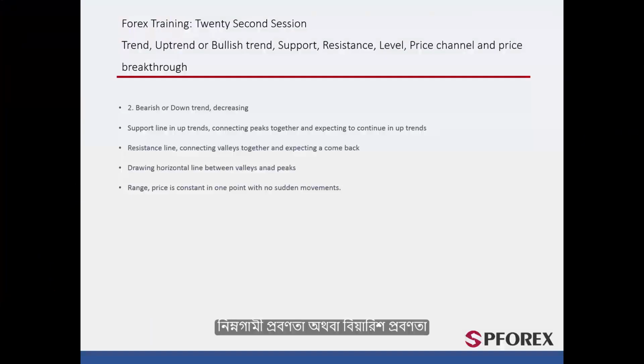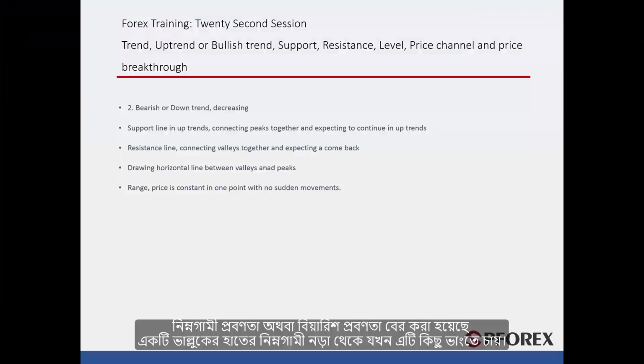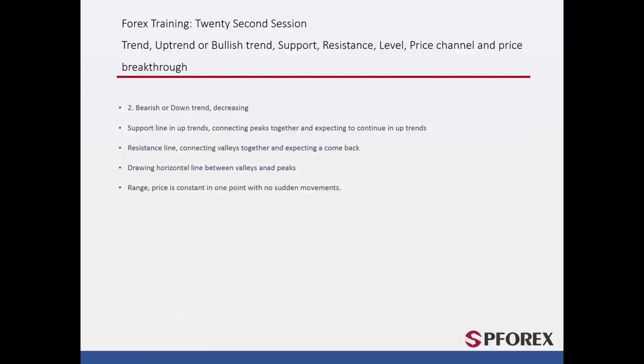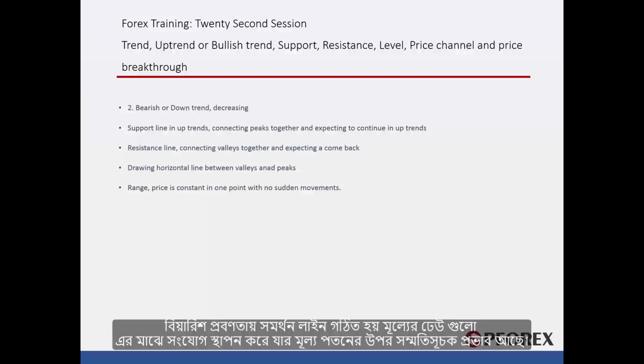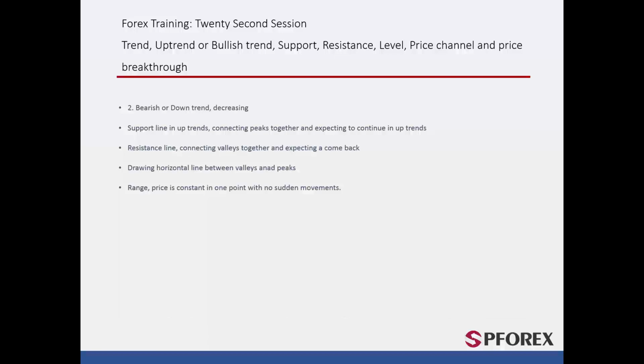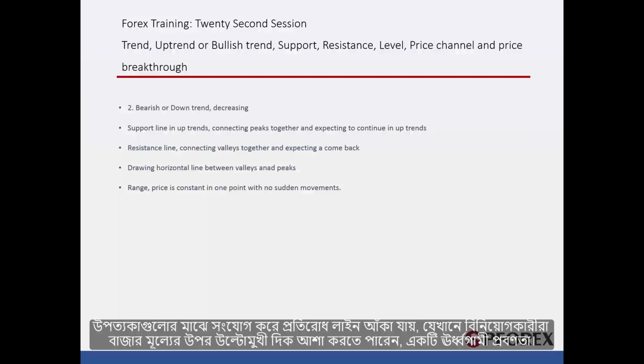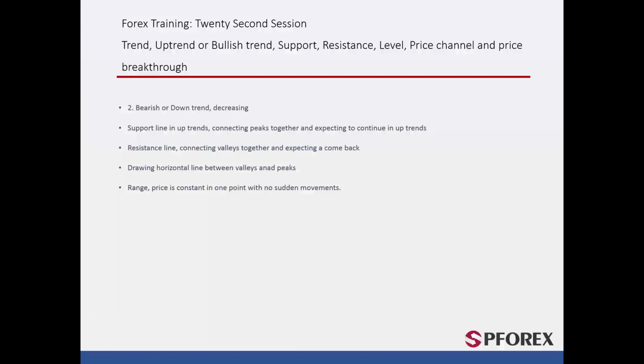Downtrends or bearish trends. Downtrends or bearish trends are derived from the downward movement of a bear's hand when it wants to smash something. The support line in bearish trends can be formed by connecting the peaks of price waves, which has an agreeing effect on a price downfall. The resistance line can be drawn by connecting valleys where traders expect a reversal of direction in the price market, an upward trend.